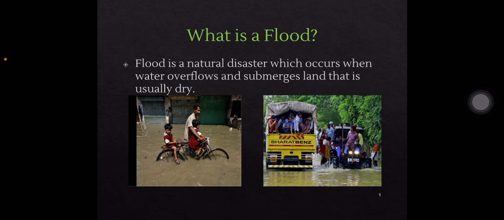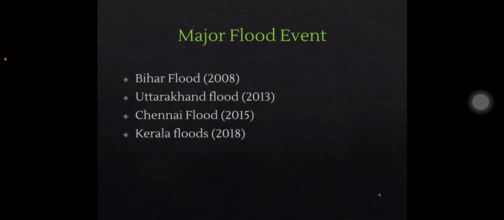Flood is a natural disaster which occurs when water overflows and submerges land that is usually dry. So, major flood events that you may have heard: Bihar flood in 2008, Uttarakhand flood in 2013, Chennai flood in 2015, and Kerala flood in 2018.